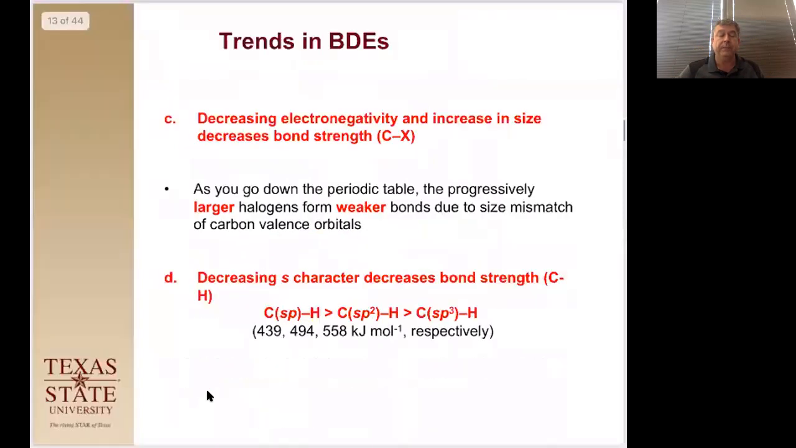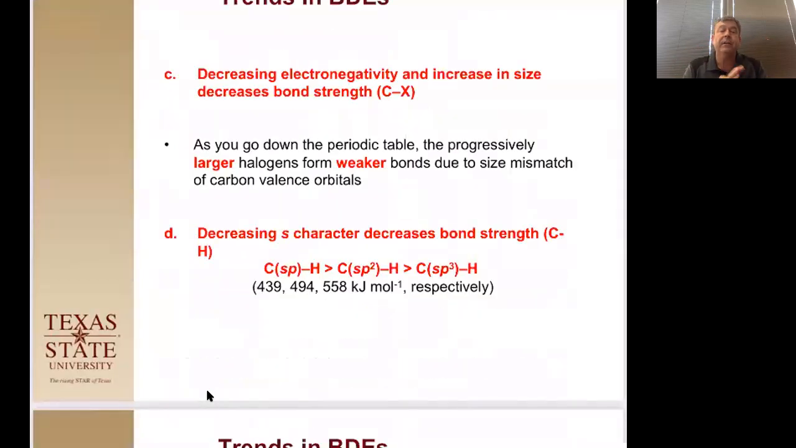The next thing is that an increase in size decreases the strength. So as we move further away from fluorine on the table, it gets weaker. And as we move down the table, or as we get larger, the bonds get longer and weaker. So think shorter bonds are stronger and have a higher bond dissociation energy. Longer bonds are weaker and have a lower bond dissociation energy. Just like in acids and bases, the hybridization on carbon changes.